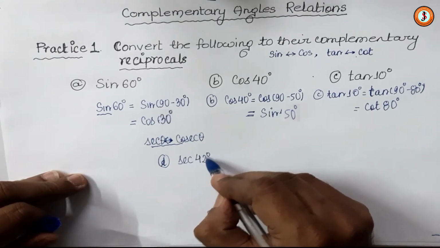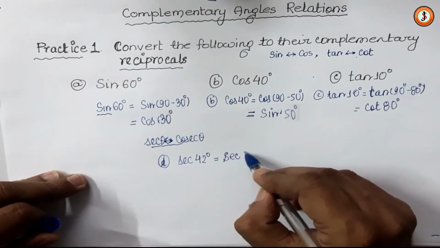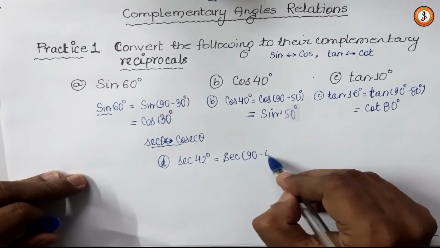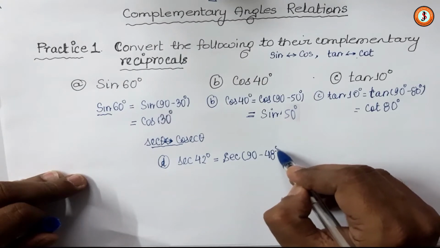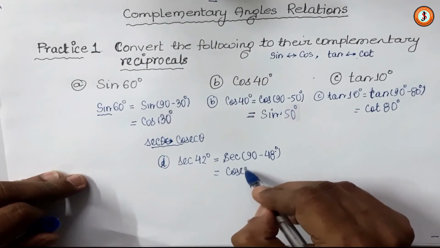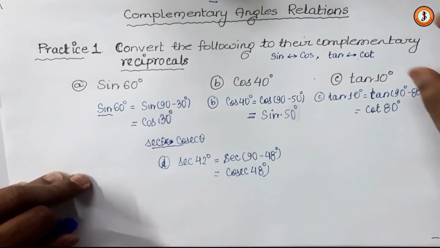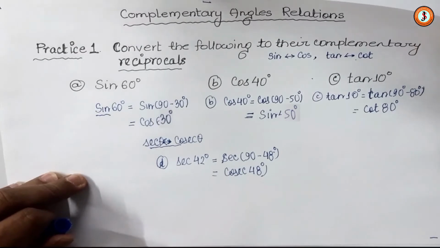Now remember, suppose they give us to do, for example question number D, sec 42 degree, convert it into its complementary reciprocal. So I will write sec 90 minus 48, that is 42. Now sec 90 minus theta is equal to cosec theta. So sec 90 minus 48 is cosec 48 degree. So this is the first step which you should practice.